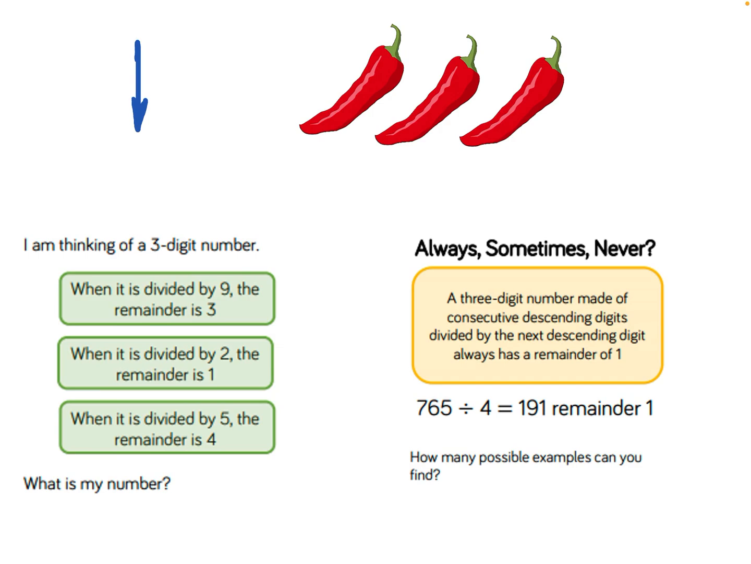And this one, is it sometimes, is it always, is it never? A 3-digit number made of consecutive descending digits, so consecutive descending digits is 987, divided by the next descending digit, so that's 987 divided by 6, will always have a remainder of 1. Is it always, sometimes, or is it never? Can you prove it to me? And how many possible examples can you find? So give me a big list of all the different examples that you can find and tell me, does it always happen, sometimes happen, or never happen?